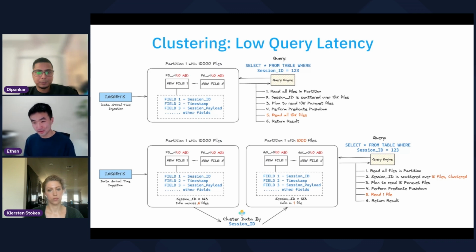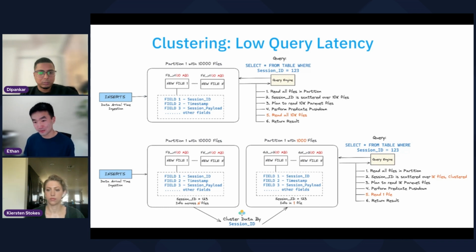So before clustering, the query engine has to go through all of these files, push down this session ID equals 123 filter or predicate, read all files, and then filter out the results for this particular session. If we do clustering, we cluster by session ID. First thing is, as I already mentioned, it merges small files into bigger ones. So we have fewer files. Previously we had 10,000 files. Now we have 1,000 files clustered.